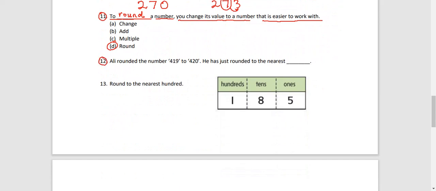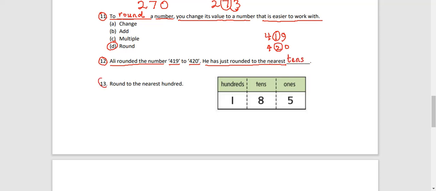Question number 12. Ali rounded the number 419 to 420. He has just rounded to the nearest. Let's see, before it's 419, now it's 420. So what you need to check is which number changed. It is this number in the tens place that changed from 1 to 2. So it has been rounded to the nearest tens.